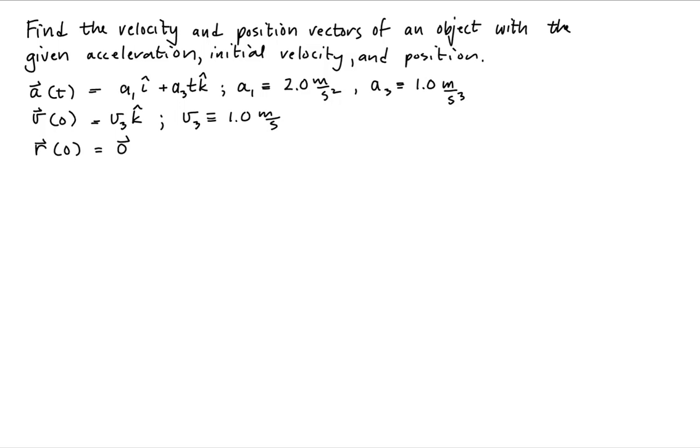The acceleration as a function of time is given as a1 i hat plus a3 times t k hat, where a1 is the x component given as 2.0 meters per second squared, and a3 is the z component of acceleration given as 1.0 meters per second cubed.